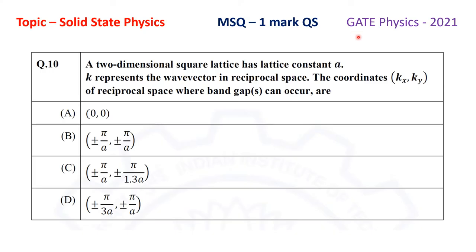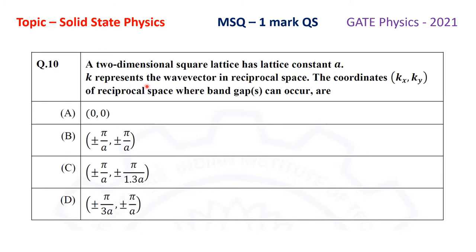This question was asked in the GATE Physics paper 2021. This is a multiple select question, that is MSQ, having 1 mark. The topic of the question is solid state physics. Specifically, this question was asked from the chapter Reciprocal Lattice. The question is, a two-dimensional square lattice has lattice constant a.